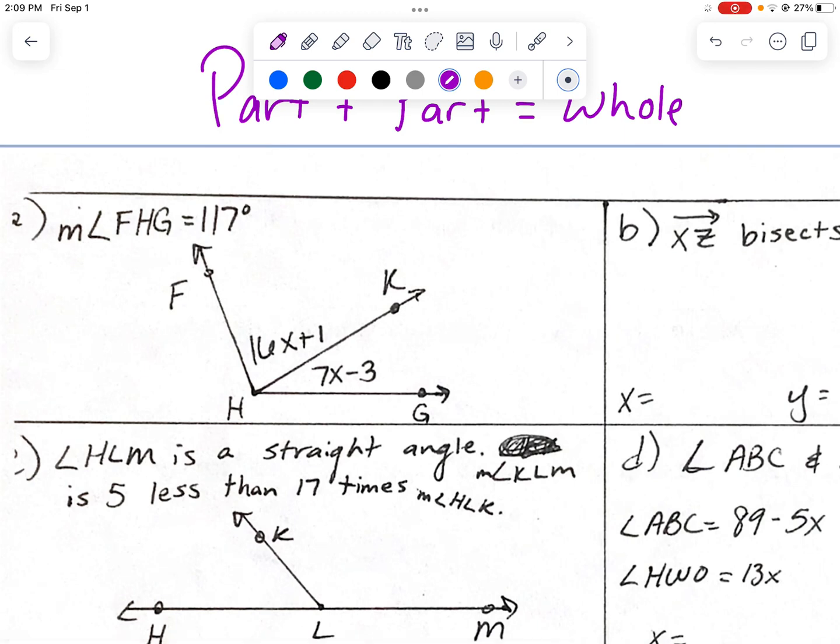So A, I've got these two angles, and together they make 117. That's the whole FHG. So I could combine these and say 23x minus 2 equals 117, and I could solve there. You will get a decimal. You'll get that 119 over 23, which is like 5.18.